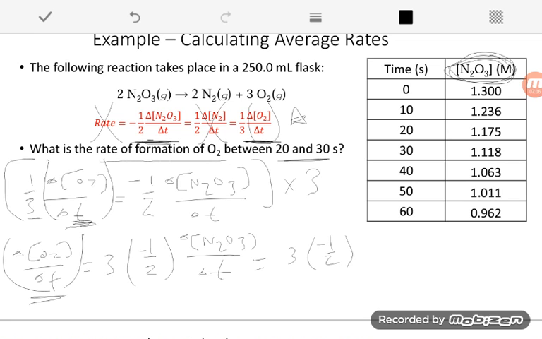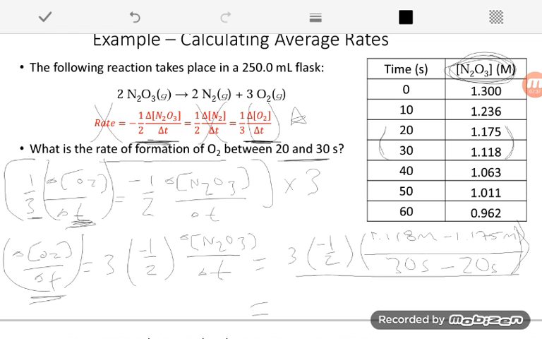Now I go back, it wants between 20 and 30 seconds. So that's what I'm going to pay attention to. On the top, I'll put the change in N2O3, so 1.118 molar minus 1.175 molar. On the bottom, final minus initial, 30 seconds minus 20 seconds. So now I just need to plug this whole thing into my calculator. Subtract the top, subtract the bottom, and multiply by negative 1/2 and 3. And I find that overall, the change or the rate of formation of oxygen is 0.00855 molar per second.